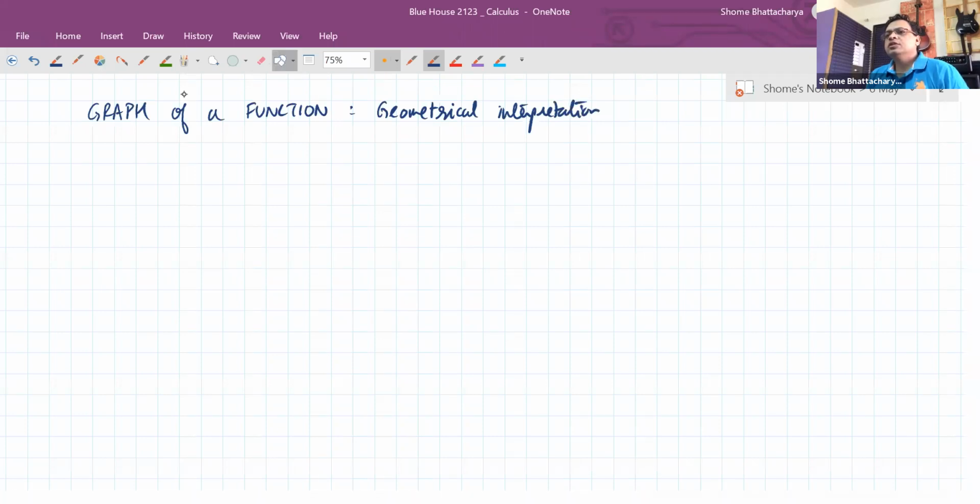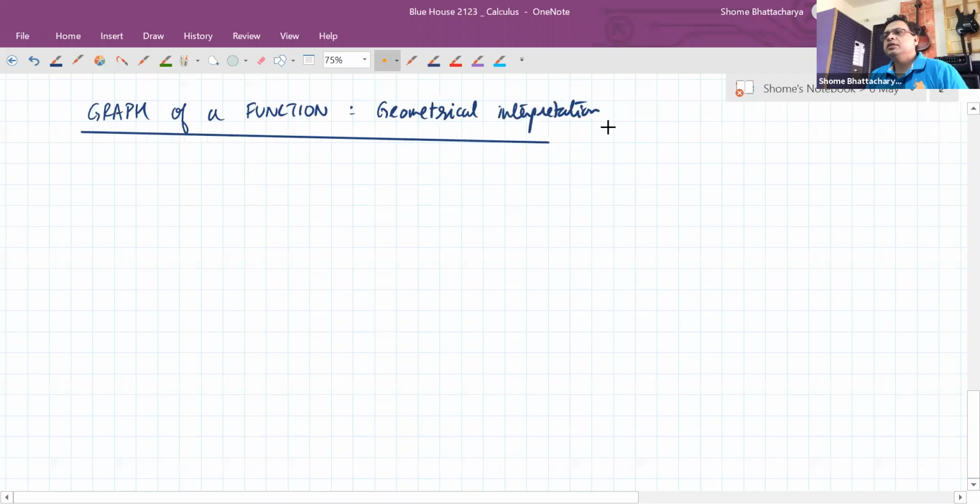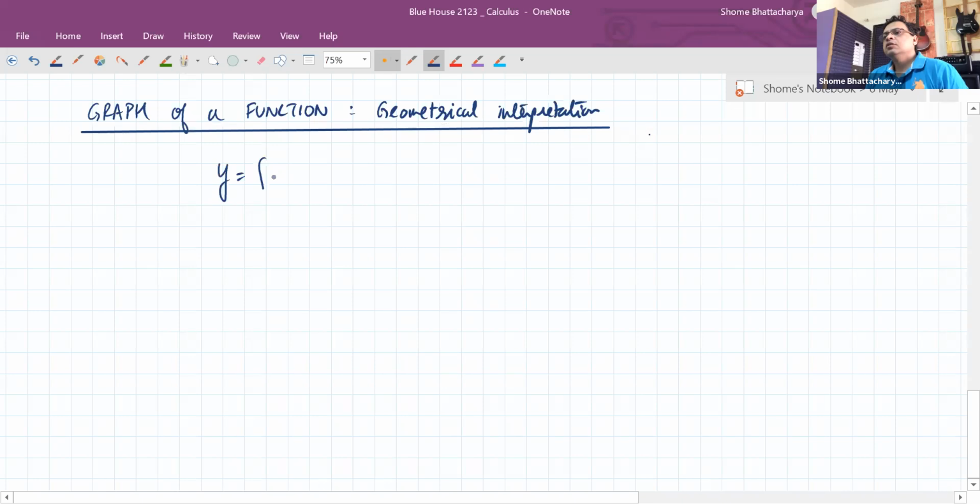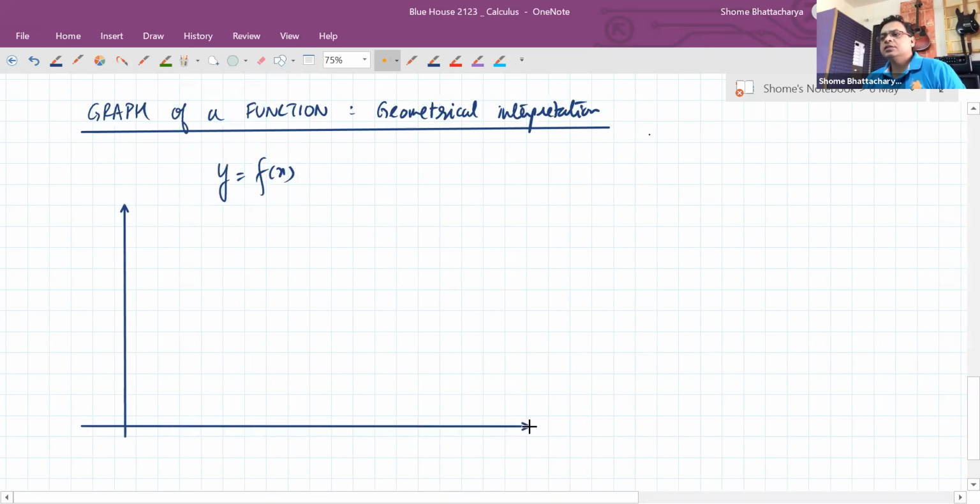I'm sure all of you know what a graph of a function is, but just to reiterate, when we represent a function y is equal to f(x) through a graph, we have to follow a standard convention that the dependent variable must be on the vertical axis, and the independent variable on the horizontal axis. We should not interchange these two, because otherwise things like rate of change will become inverted in their meaning.